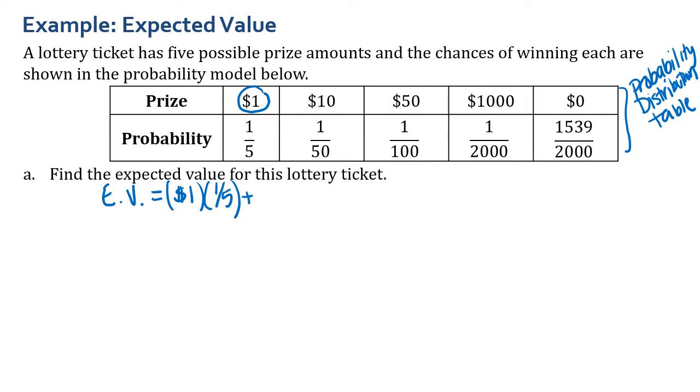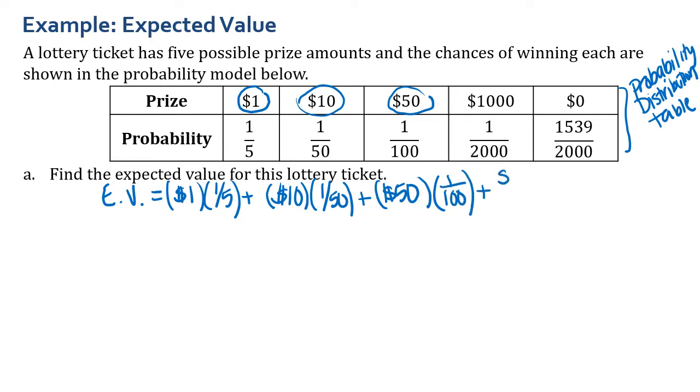Then I add that to the next event, which would be winning $10, and the probability that that will happen is 1 out of 50, plus the value of the next event, which is 50, and the probability that that will happen is 1 out of 100, plus the prize value of 1,000, and the probability of that happening is 1 over 2,000, plus the event of $0, and the probability of that is 1,539 over 2,000.